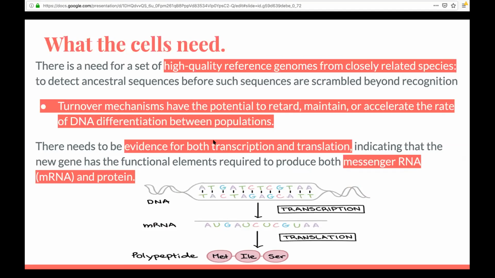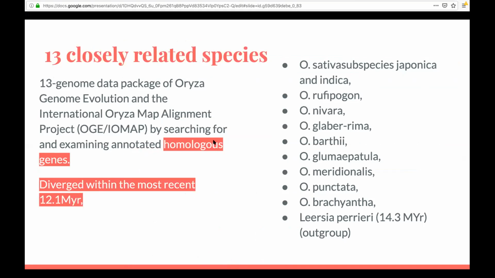And also, there needs to be evidence for transcription and translation to happen, indicating that the new genes can be functional and produce not only the mRNA, but eventually a protein. So this was all made through this study via different platforms on the internet. From a wide variety of platforms that contain the Oryza genome, they only decided to base their work on this Oryza map alignment project, which is this one.